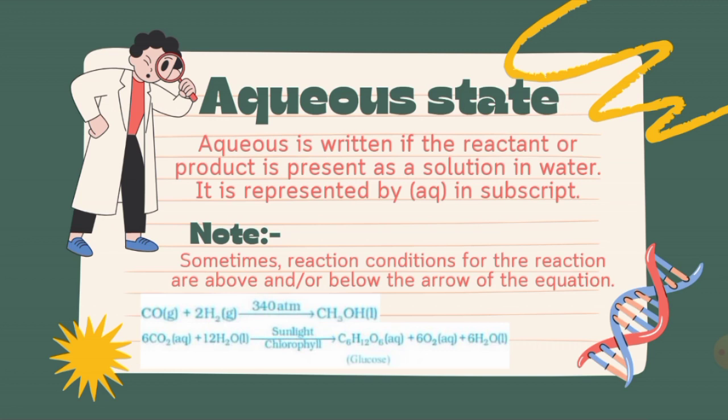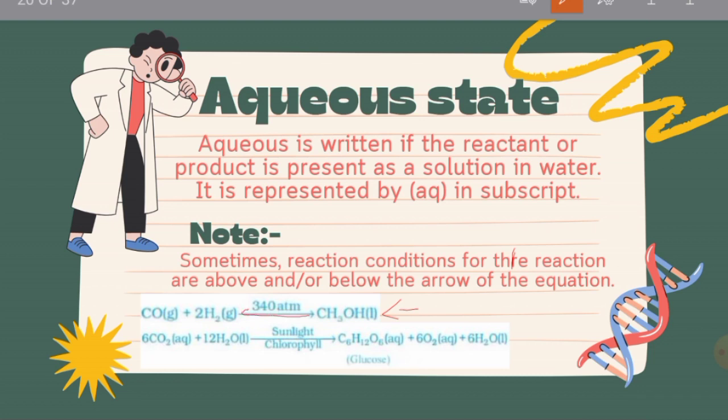And sometimes we need to write the chemical reaction conditions, what condition is given for the particular reaction. You have to mention it sometimes. For example, here we have CO, that is carbon monoxide, plus hydrogen, giving rise to CH3OH in the presence of 340 atm. Where in 340 atmospheres it will give this, not in normal conditions. So this is a reaction condition specified above or below the arrow mark.